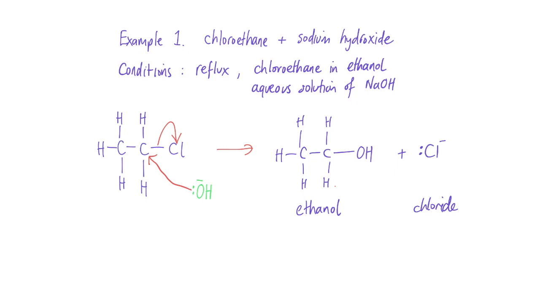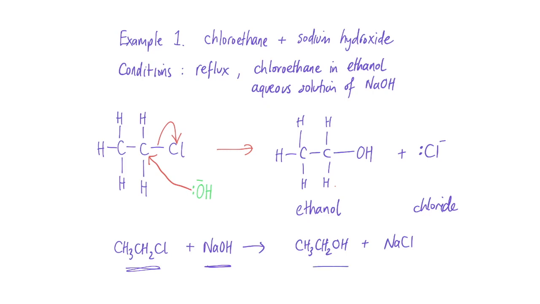We can, of course, draw or write an overall equation for this. So we could have this here. We said we had sodium hydroxide, so we can put that in there. Then our structural formula of the ethanol, and then we would then have sodium chloride in our solution. And that's the same pattern that we would see anytime we take a haloalkane like this, react it with sodium hydroxide or potassium hydroxide. We're going to make the alcohol and the chloride salt there.